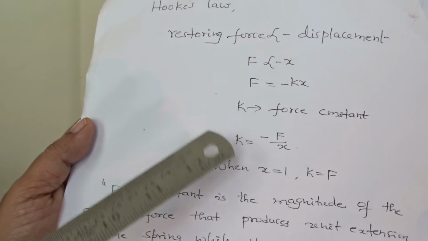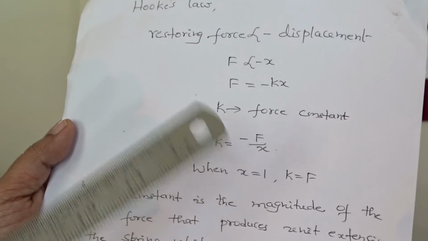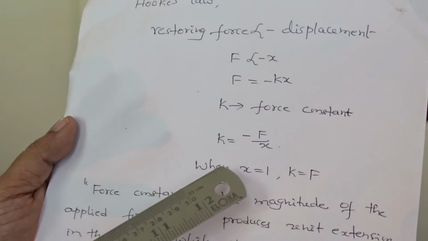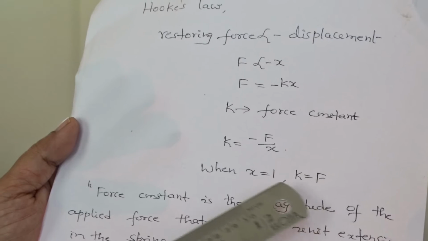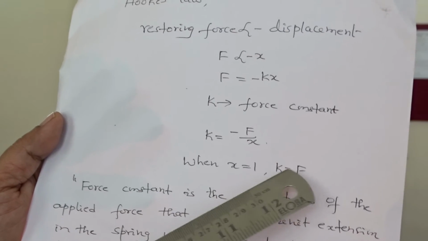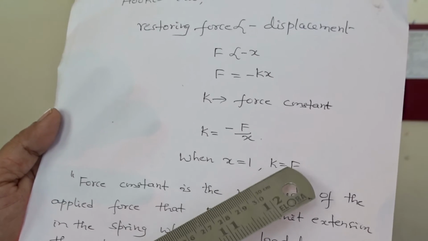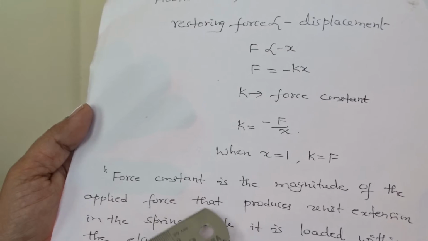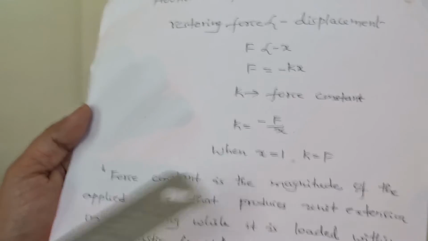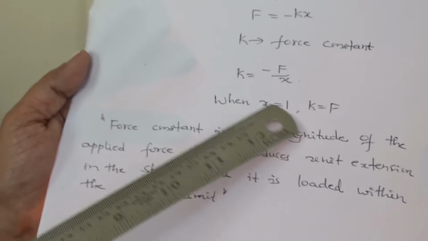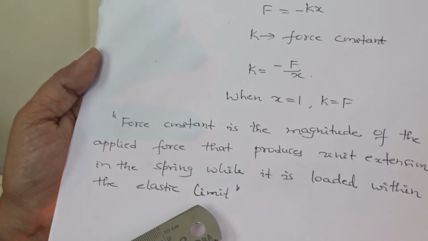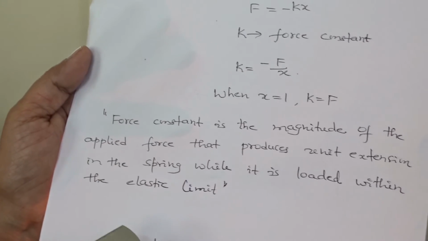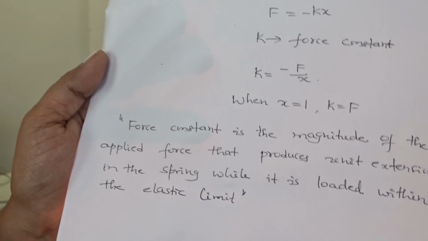Now we will define K, the spring constant or force constant. By substituting X = 1, we get K = F. So the force constant is the magnitude of the applied force that produces unit extension in the spring, while it is loaded within the elastic limit. This is the definition of the spring constant or force constant.